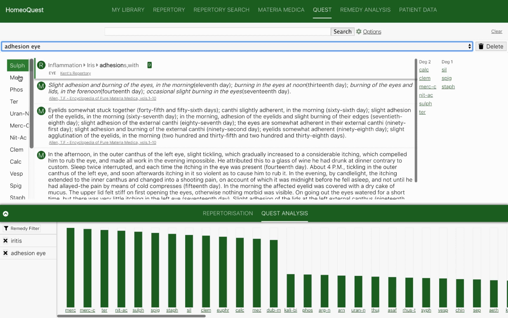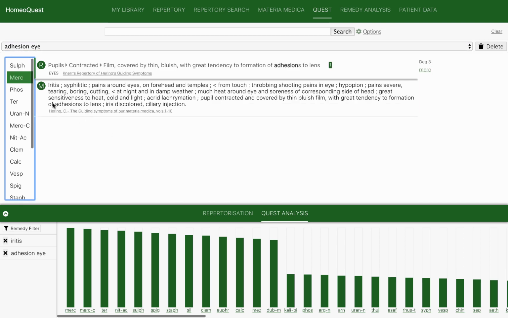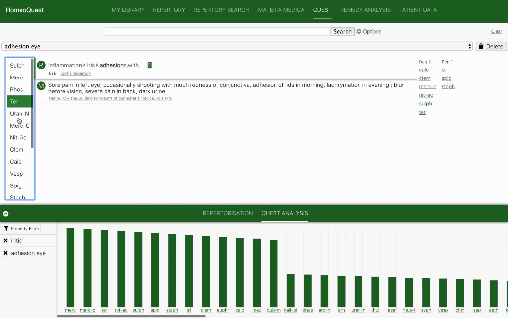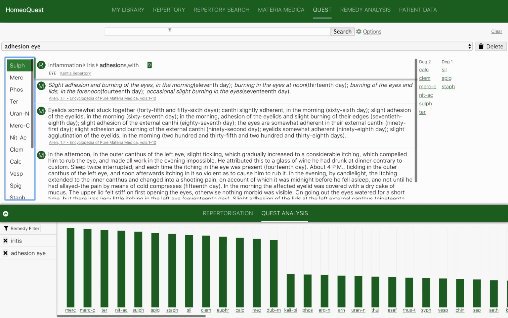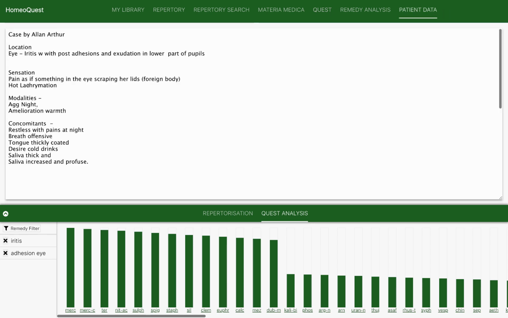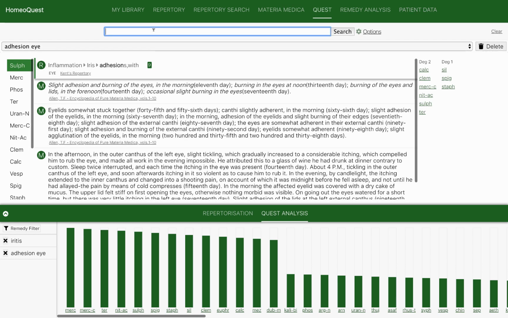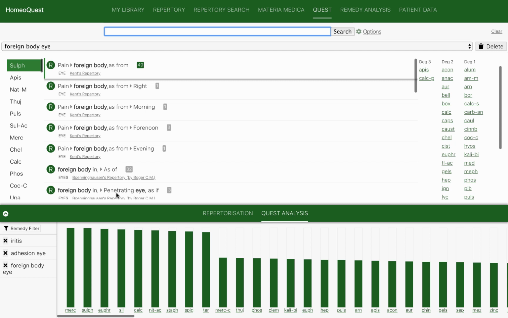Materia Medica is dominating the picture here. So not a lot of rubrics, but a lot of materia medica information. All right, let's go with the next rubric. And then we go to the sensations. There are 2 main sensations: something scraping like a foreign body, and hot lacrimation. So let's try and put that. I'm going to put something very general here, foreign body in the eye, and see if we get something. Wow, lots of them. Pain as a foreign body in the eye.